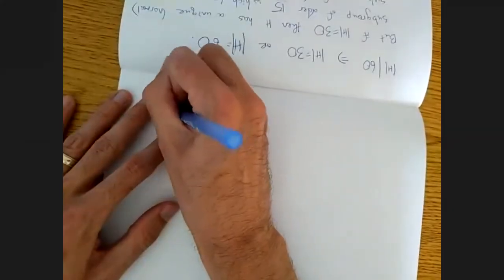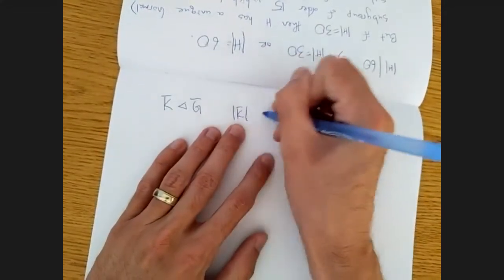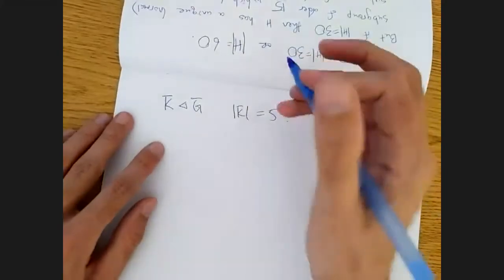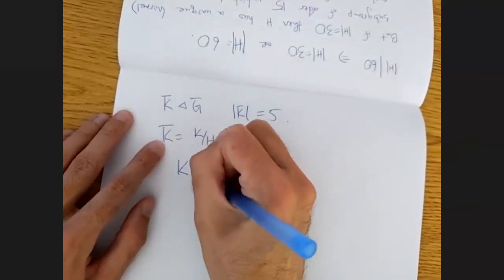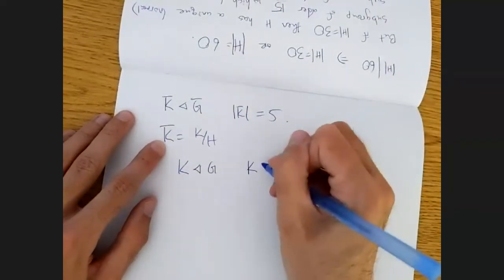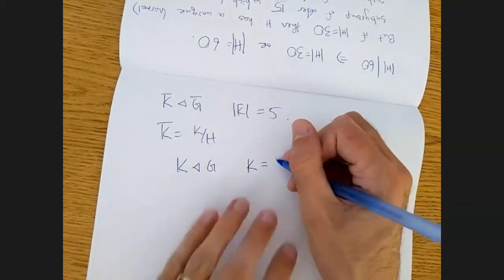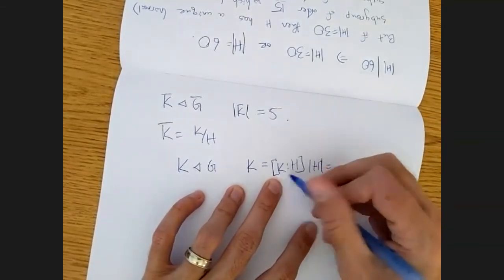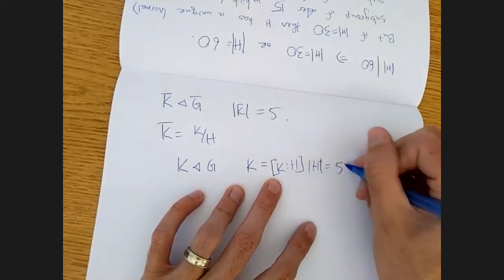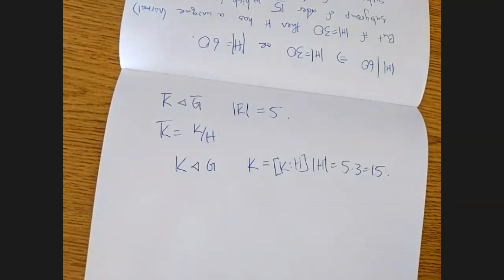Okay, so now K bar is normal in G bar. K bar has 5 elements. So if I write K bar equals K mod H, then K is normal in G, and K has the index of K in H times the number of elements of H. H has 3 elements. This index has 5 elements. As 5, you get 5 times 3 is 15. So in this case, G has a normal subgroup of order 15. We just saw that that can't happen in the previous part.